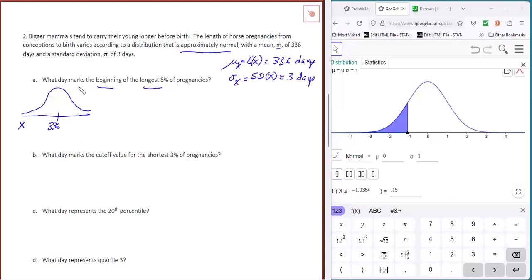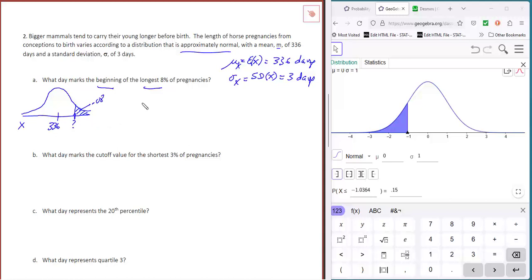And now what am I after? What marks the beginning of the longest? Oh, the beginning of the longest. So like I'm marching along. I want the longest 8% of pregnancies, but the beginning of it is really another way of saying the cutoff. So somewhere here is, I don't know where, the beginning, and then after that we begin the march of the longest 8% of pregnancies. So I'm looking at here. I repeat that little mantra that I just said a couple times until I'm satisfied that I interpreted this correctly.